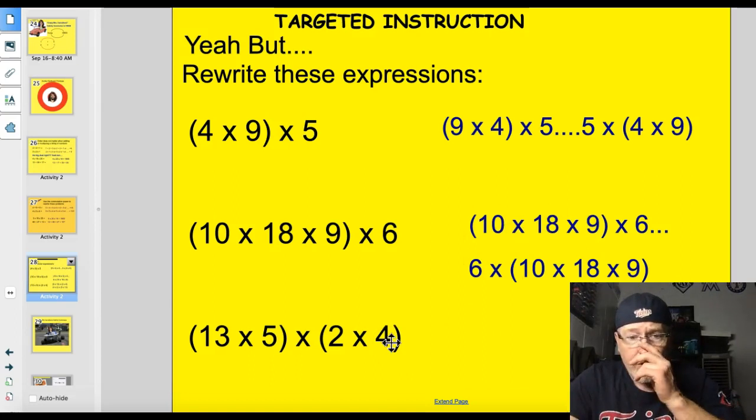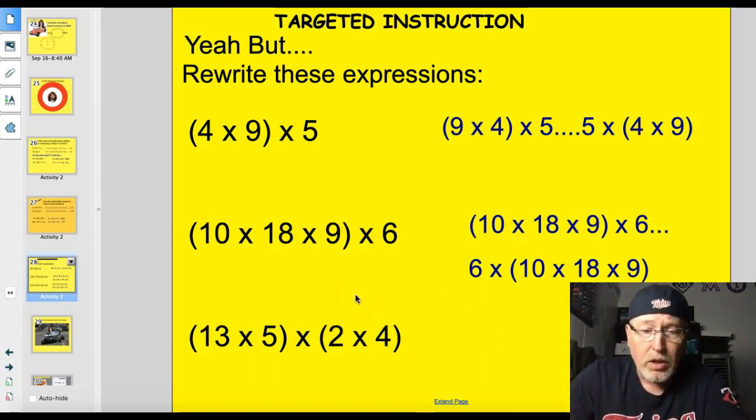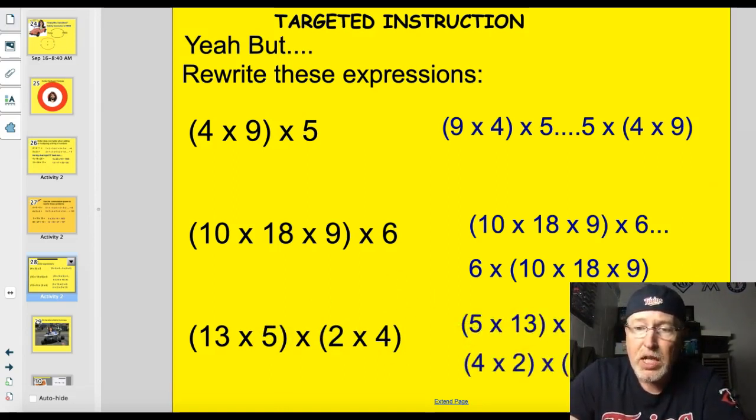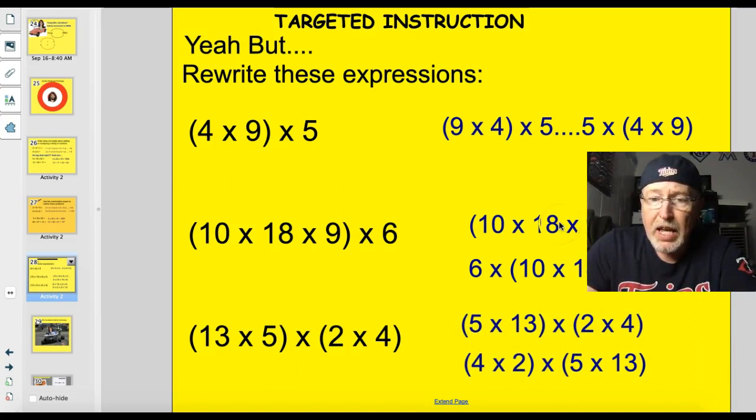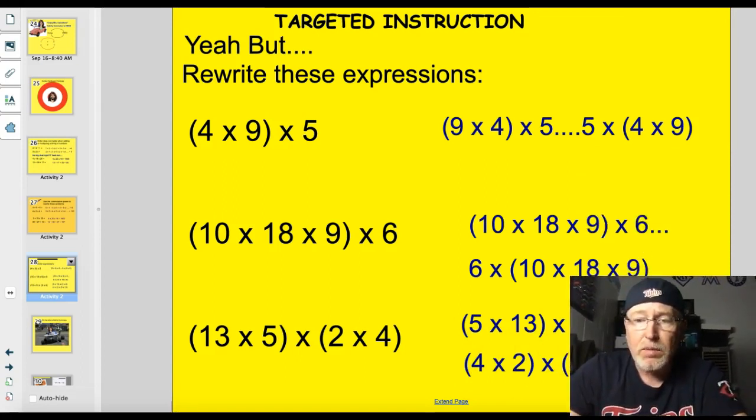All right, and then we have 13 times 5 times 2 times 4. I know a lot of kids want to go, hey, I'll put the 5 over here and the 2 over here. Nah. Keep everything in the same fences here. Let me just slide up so you can take a look at it. You just make that 5 times 13. I just flip the order around, times 2 times 4, or you can take 4 times 2. You can move the whole set of parentheses around too, but keep everything inside the parentheses. You with me? Are you all mathletes? All right.